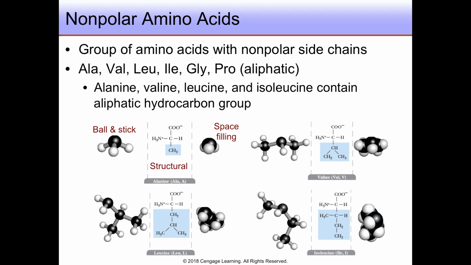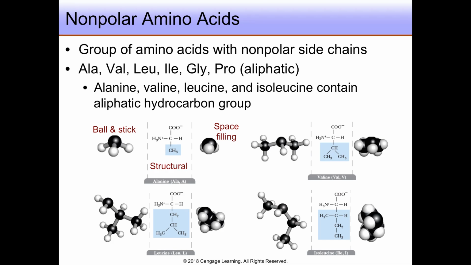They're classified as nonpolar based solely on the nature of the side chain. Remember, all amino acids are polar overall. Those that carry an aliphatic side chain include alanine, valine, leucine, and isoleucine.